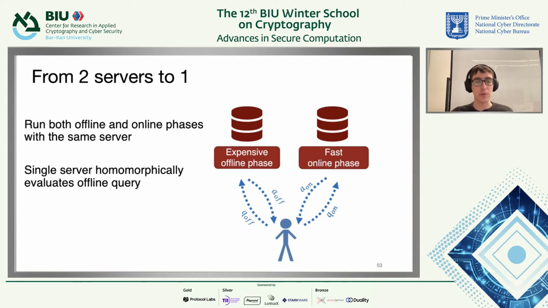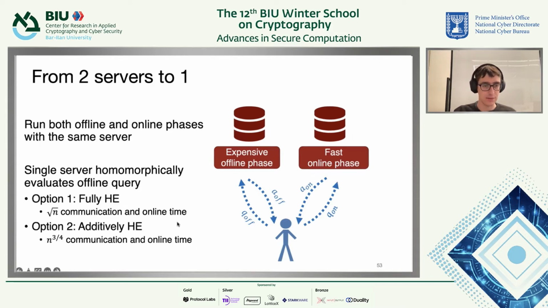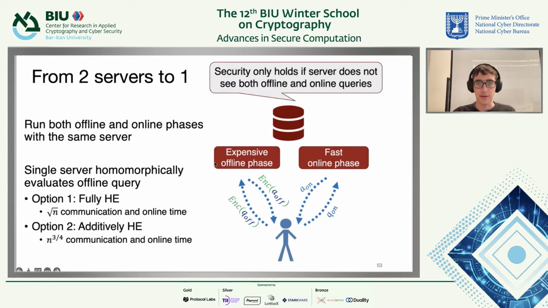Let's try and encrypt the queries in the offline phase, and make sure that the server will not be able to see the offline queries, and this would hopefully allow us to recover security. We will encrypt the queries with homomorphic encryption. We've already seen how homomorphic encryption is helpful in single server PIR in the standard non-offline online setting, and it will help us here as well.